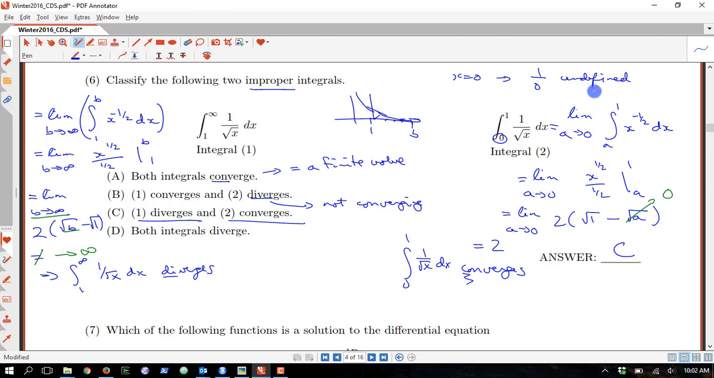Note it's a multiple choice question, so you don't have to go through all these details. It's good practice to use this limit definition in case you have other improper integrals that are part of a long answer question, though.